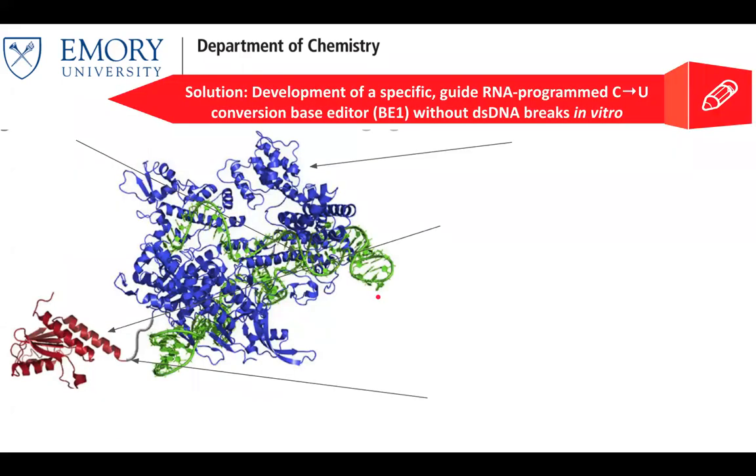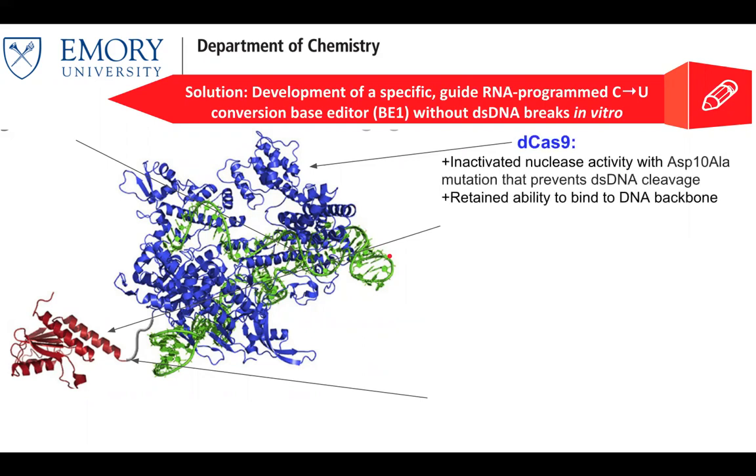Okay, so the development of a specific guide RNA programmed cytosine to uridine base editor, generation 1, without causing double-stranded DNA breaks in vitro was a solution to this challenge. What the researchers of this lab cleverly did was use a deactivated Cas9 protein. They turned off the nuclease activity with the point mutation of aspartic acid to alanine to prevent it from causing a DNA cleavage, but it can still bind to a targeted DNA sequence.